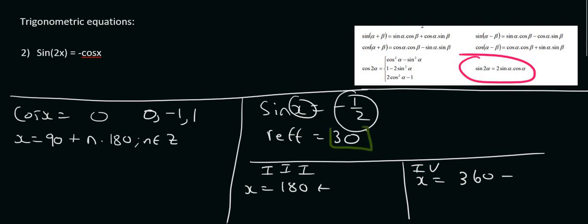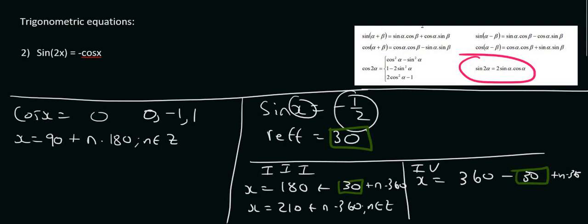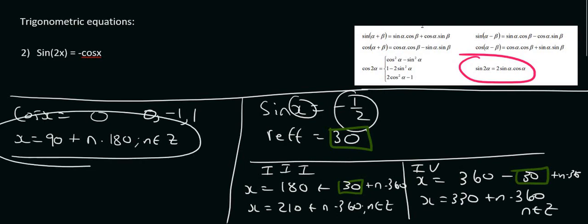We then put the reference angle over here and over here. So that'll be 180 plus 30 and 360 minus 30, plus n times 360 each. And so x is going to be equal to 210 plus n times 360, n is an element of Z. And for this one, it will be x is equal to 330 plus n times 360, n is an element of Z. So we've got this answer and then these two answers over here.